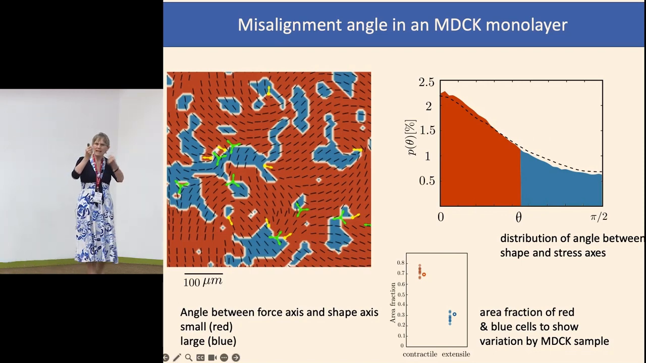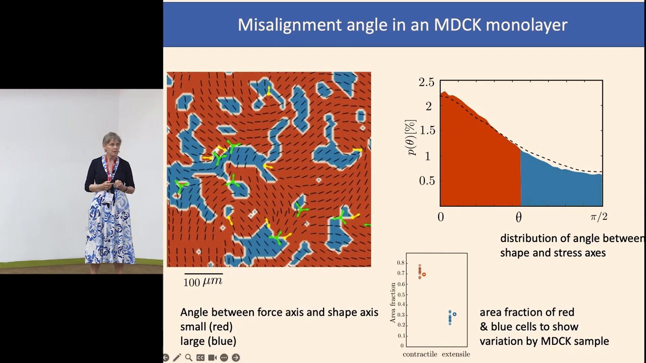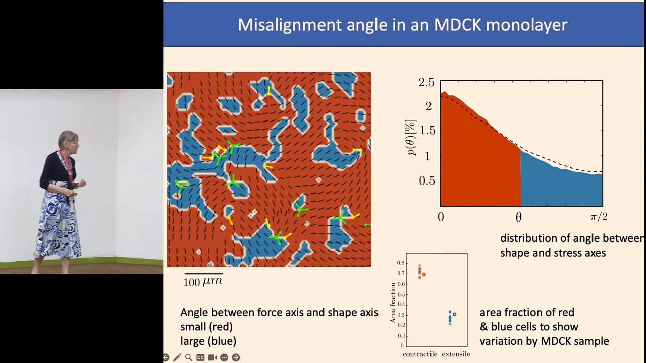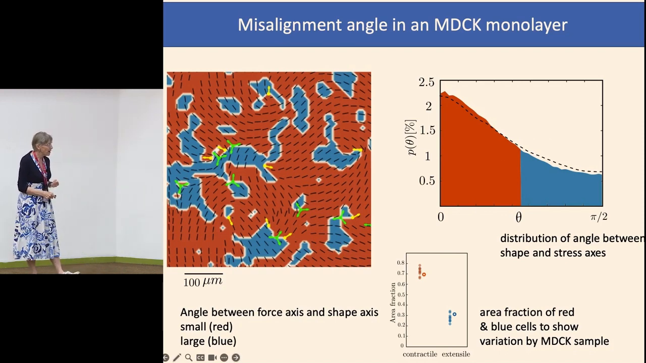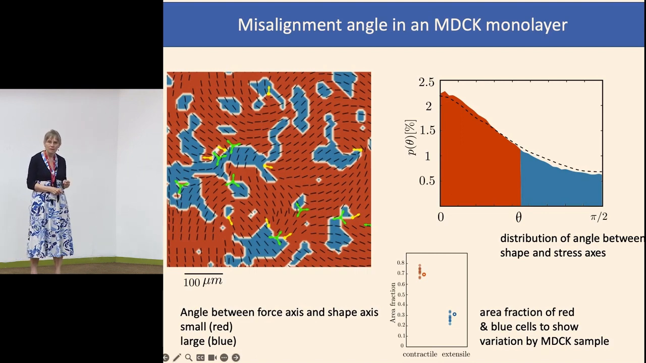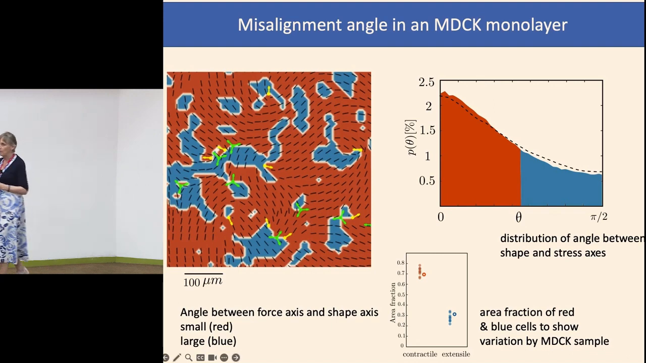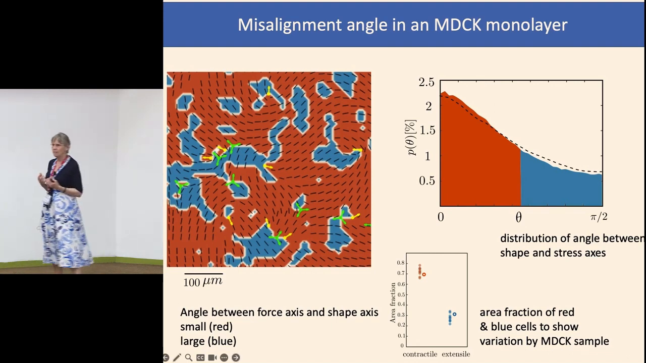And so then we looked at 11 different samples and measured the fraction of red bits and the fraction of blue bits. And you can see that it's pretty much the same between different samples, which was good. In fact, very much the same, given it's a biological experiment. So what's going on? What might be happening?